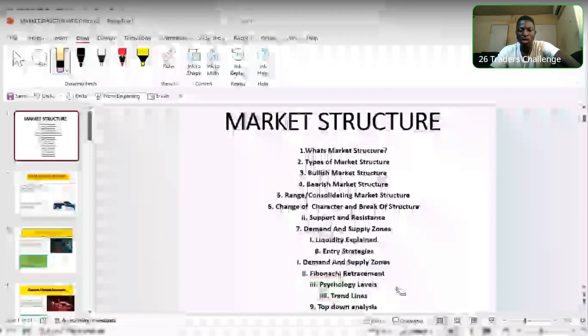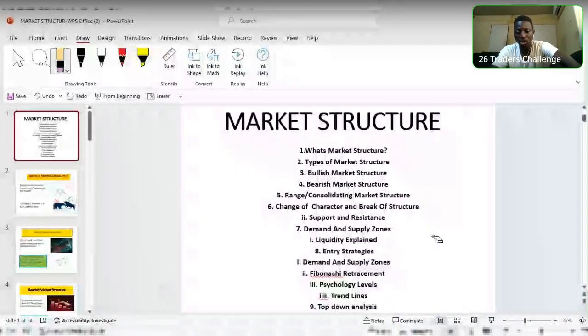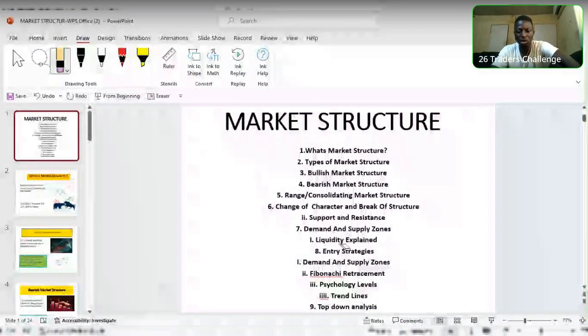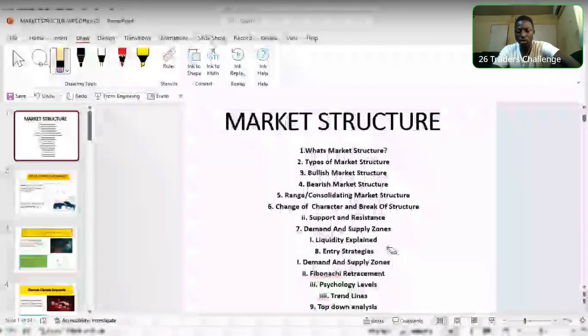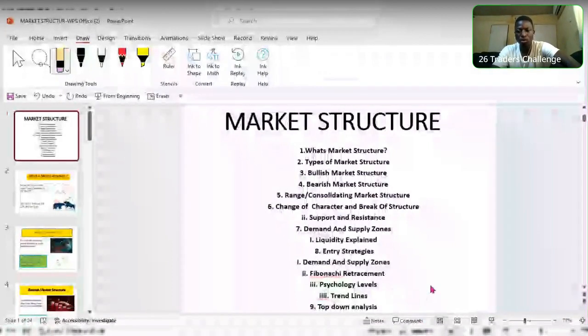So, thus far, do you have any questions before we go to the live chart and use this? Because we are going live from next week, I want us to learn some entry strategies. We have demand and supply, which we're going to check on the live charts. Fibonacci retracement, we're going to dwell on that more. Psychology levels, trend lines, all of that. And top-down analysis, which I've been dealing with so far.